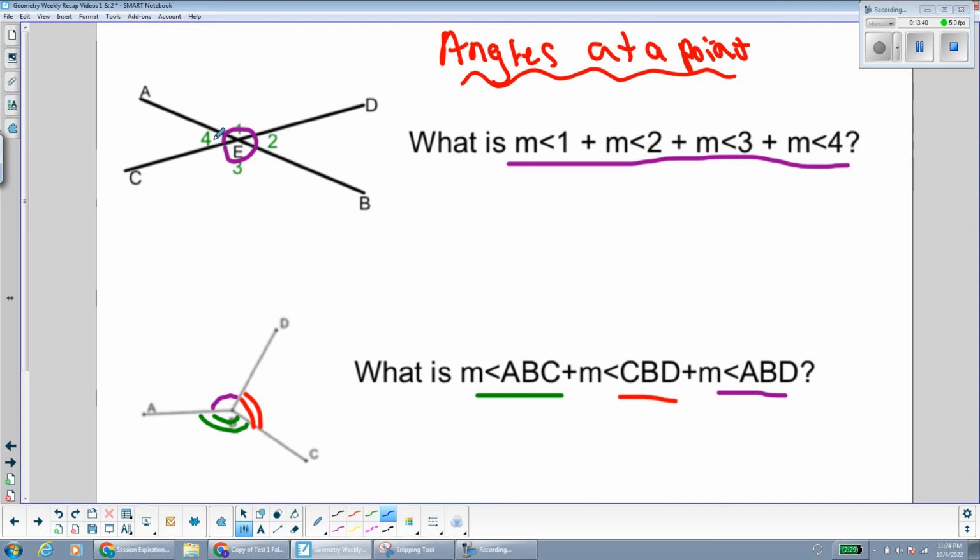If we take together angle 1 and angle 4, we know they form a linear pair, so that's 180. If we take together 2 and 3, we know they form a linear pair, so that's 180. 180 plus 180 makes 360 degrees. Over here, we have 3 different angles that come out of the same point. But if we take them all together and add them up, we should still get the full circle or 360 degrees. Anytime we have angles that come out of the same point, when we add all of the angles up, it should add up to 360 degrees.